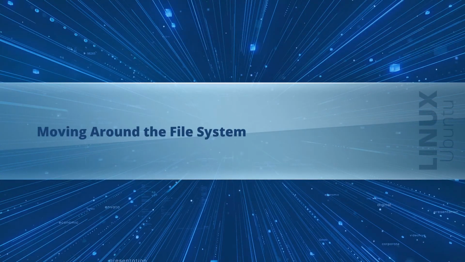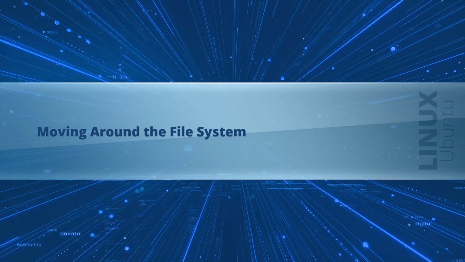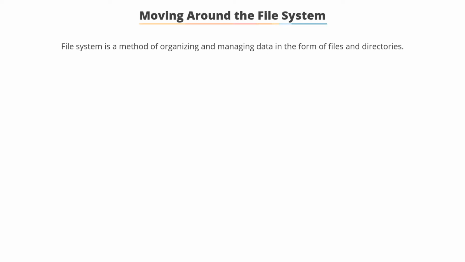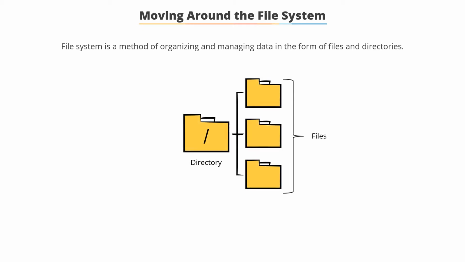Let's learn how to navigate around the file system in Ubuntu. The file system can be defined as the method of organizing and managing data in the form of files and directories. A directory is a file that contains the names of the other files. It is also called a pointer, as it points to the files you are looking for. This is one of the major components of the file system.